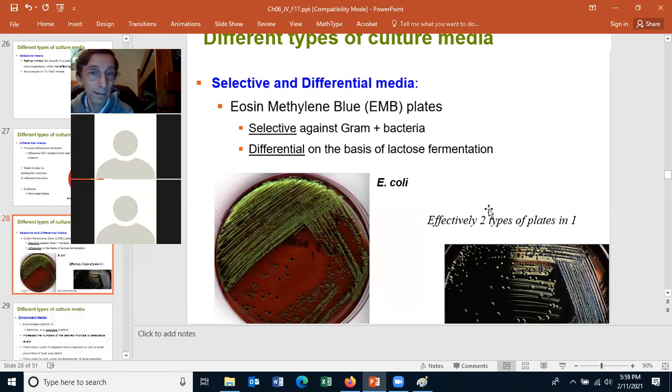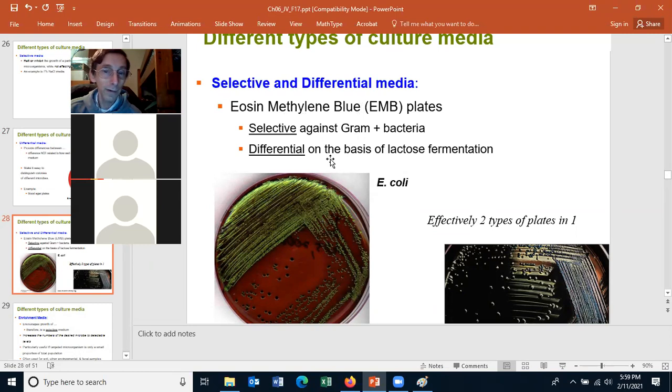EMB, eosin methylene blue, is selective against gram-positive bacteria. The eosin and the methylene blue dyes get in the cell and keep the gram-positive bacteria from growing, but they do not select against the gram-negative. So if it grows on an EMB plate, it's likely to be gram-negative.